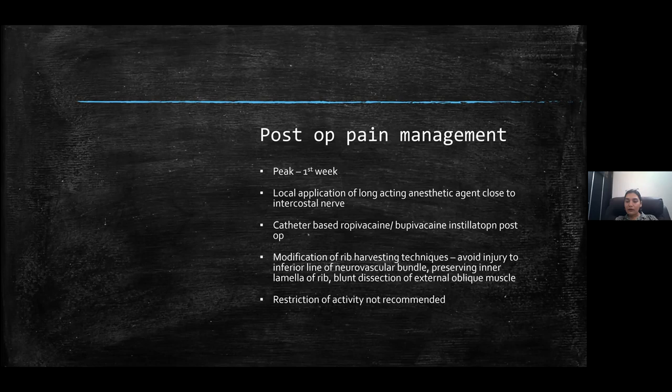And while harvesting, one must be very careful not to injure the inferior line of the neurovascular bundle, not to handle the muscle too much, and to preserve the inner lamella of the rib. If we do so, the post-op pain is significantly less. And usually we ask the patient to be mobilized the next day itself, because restriction of activity will cause the patient to recover very slowly.